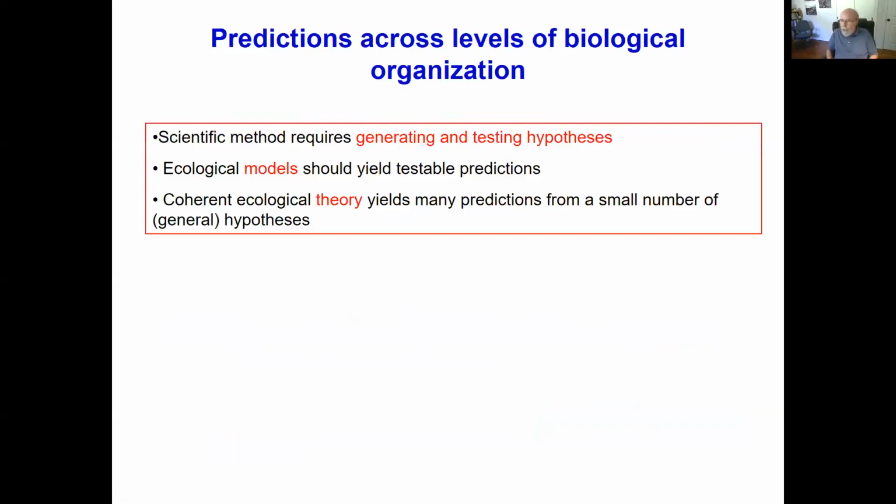And the presentation, in fact, starts by stating a number of premises that I think are broadly accepted by people working in ecology. The first is perhaps the obvious one, that scientific method requires generating and testing hypotheses. Another is that ecological models should yield testable predictions. And I'm particularly interested in coherent ecological theory, which is perhaps distinctive from models in that theory is characterized by yielding many predictions from a small number of ideally rather general hypotheses.